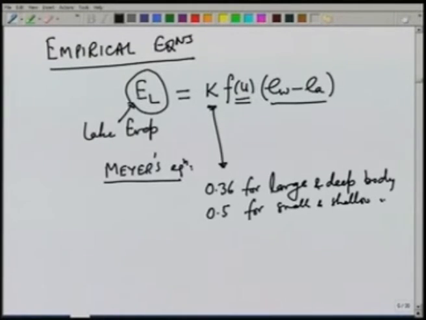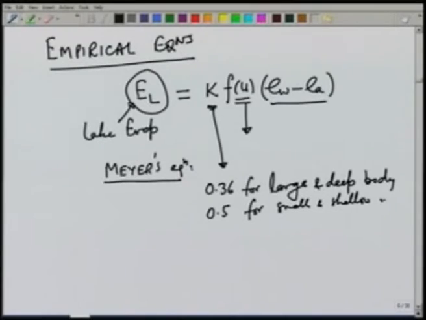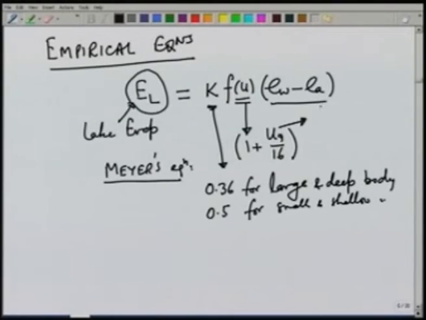So if the water body is large or deep, you can use 0.36, otherwise 0.5. Fu is a function of the wind velocity, and in Meyer's equation it has been given as U9 over 16. Most of these equations were derived in the FPS units, and therefore this 16 term comes, because instead of being in miles per hour, we use the wind velocity at 9 meter above ground.